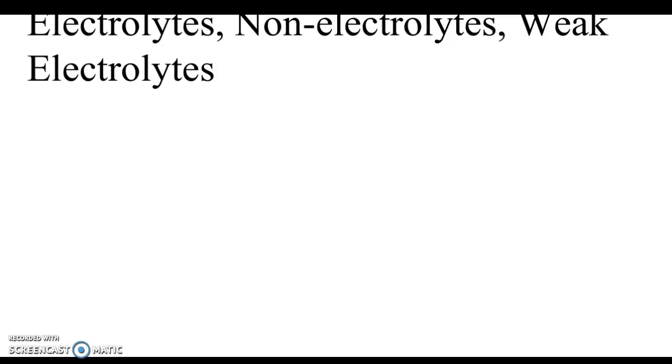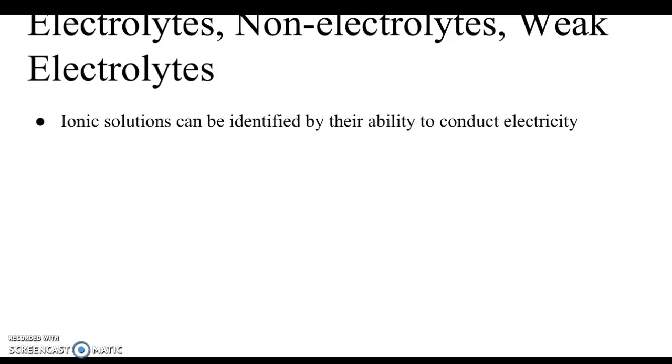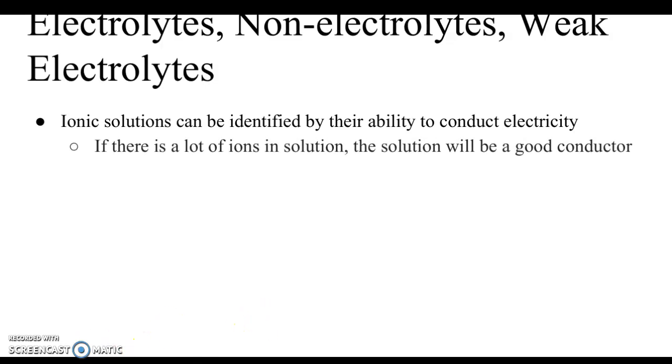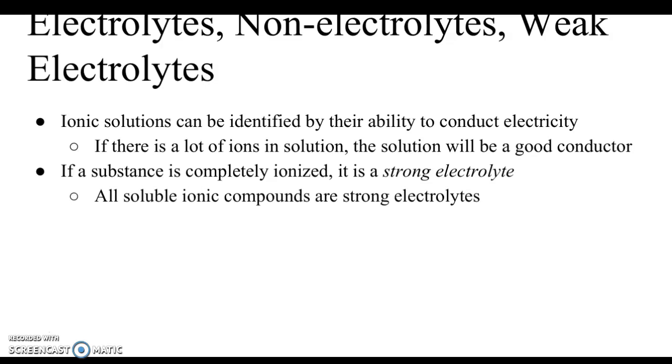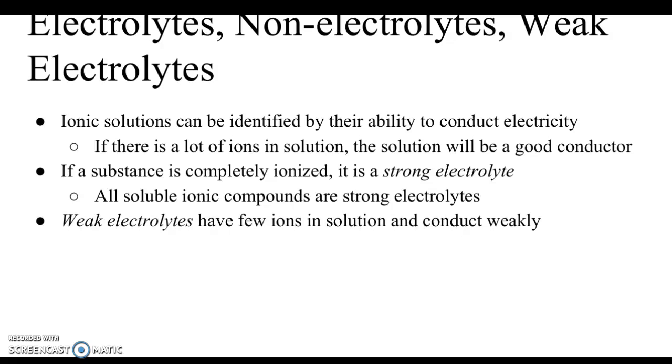So the first thing that we need to review a little bit from Regents chemistry is electrolytes, non-electrolytes, and weak electrolytes. Ionic solutions are typically identified by the fact that they conduct electricity. That's one of their main properties. If there's a lot of ions in solution, the solution is going to be a really good conductor. If a substance completely ionizes, so 100% turns into ions, completely dissolves, something like sodium chloride, it's considered a strong electrolyte. All soluble ionic compounds are classified as strong electrolytes.